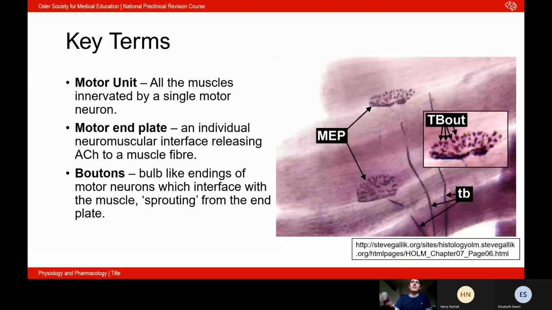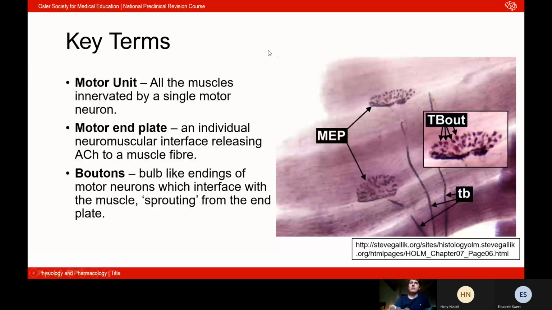So some key terms to start with at the neuromuscular junction. If we look on the right, we can see a micrograph I found of the neuromuscular junction with these motor end plates, which are the terminus of the motor neuron branches, onto a singular muscle fiber. And we can see these boutons, which are the bulb-like endings, and they're the points of interface with the muscle. And they sprout into invaginations into the muscle.